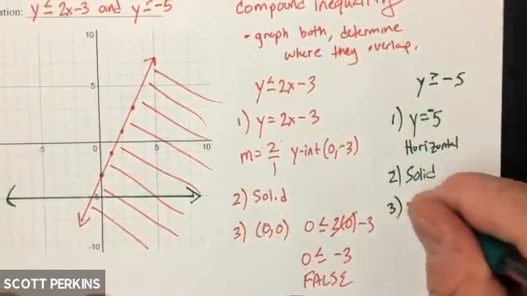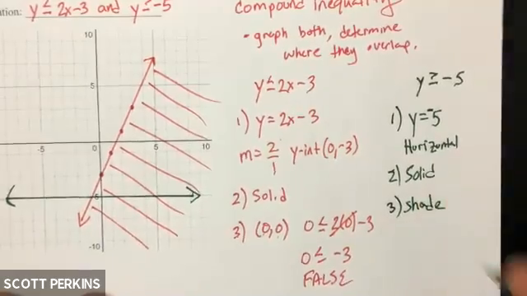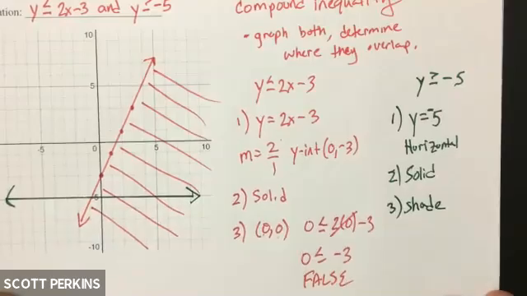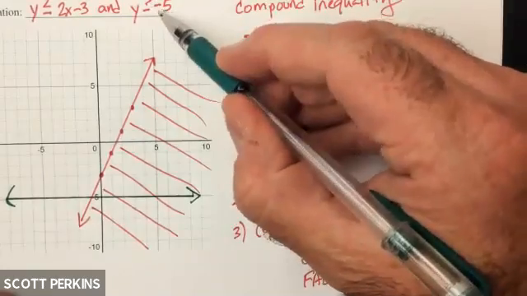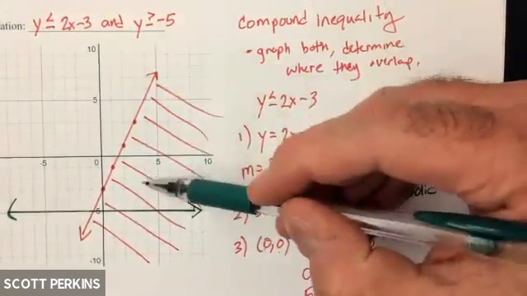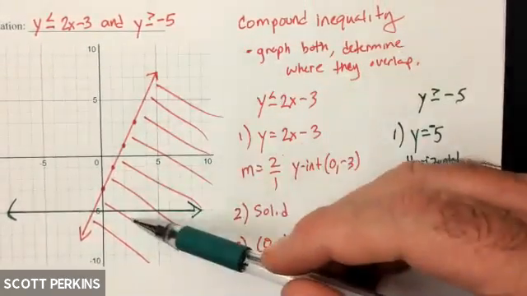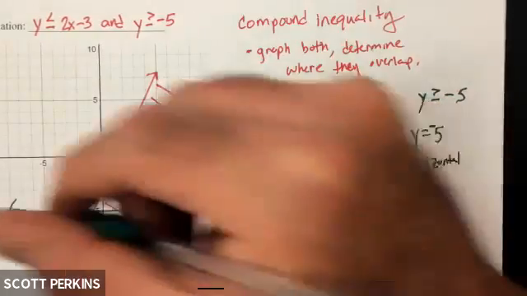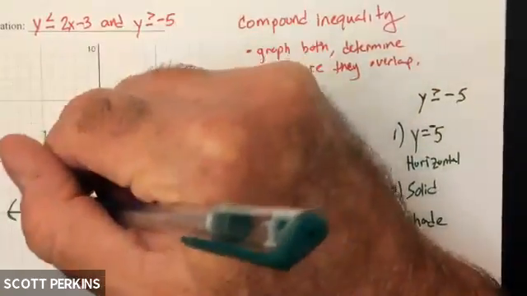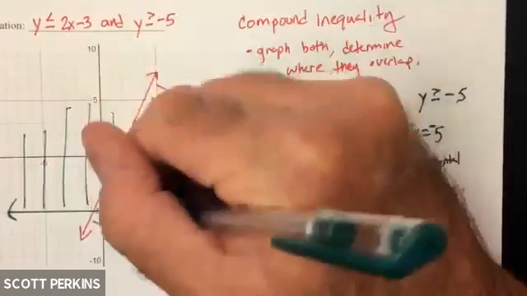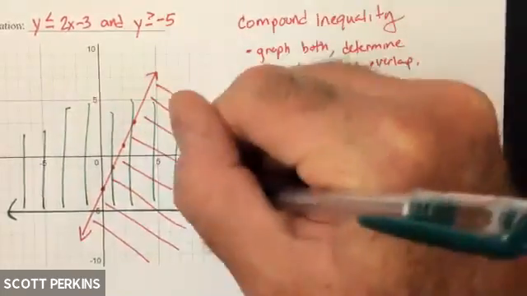Third thing I have to do is shade. Well, again, for horizontal and vertical lines, shading is a little bit quicker. Which way is greater than negative 5? Is greater than negative 5 going to be up, or is greater than negative 5 going to be down? It's going to be up, because you can see the numbers on the y-axis. Those numbers are greater than negative 5. So I'm just shading in one direction here.